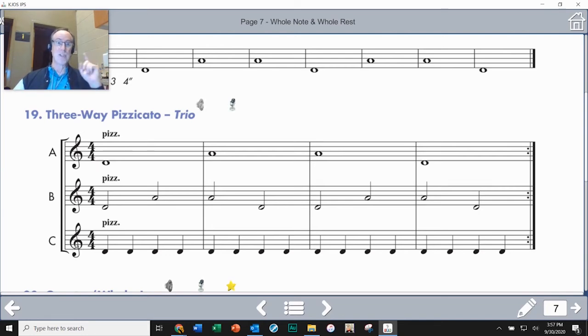See what I mean? So you have to be really careful that you're keeping the same pulse as everybody else who is playing the other lines. We all have to be feeling that same pulse. And that's what keeps us together. Otherwise, it'll be a mess and sound like a bunch of noise.